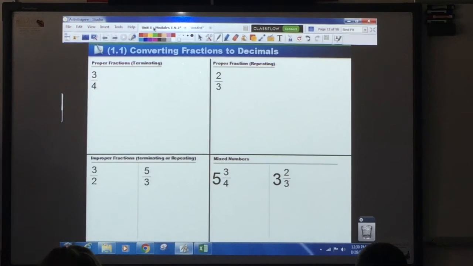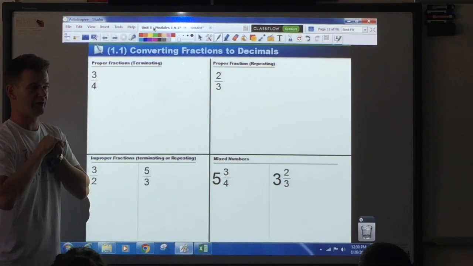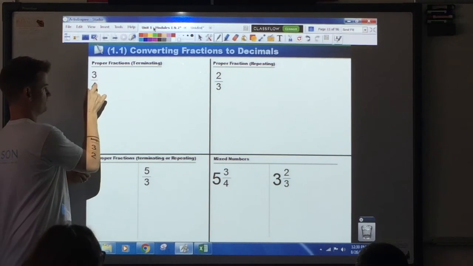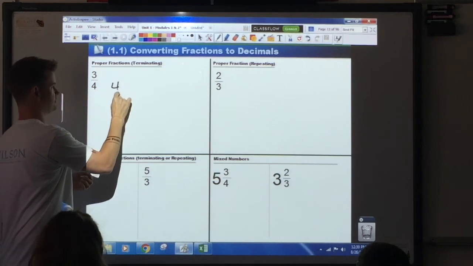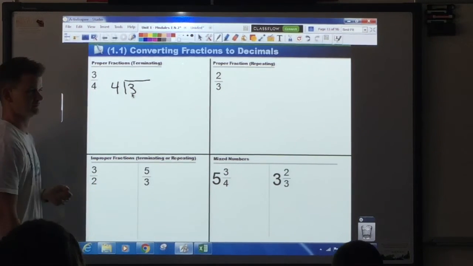Anyway, back to this. Okay, so terminating decimal. We're going to turn this into a fraction. You can do it on a calculator, but you need to know how to do it by hand. The way we do it is this. The number on the bottom goes outside, your little boxy box. Number on top goes inside, in case you forgot.